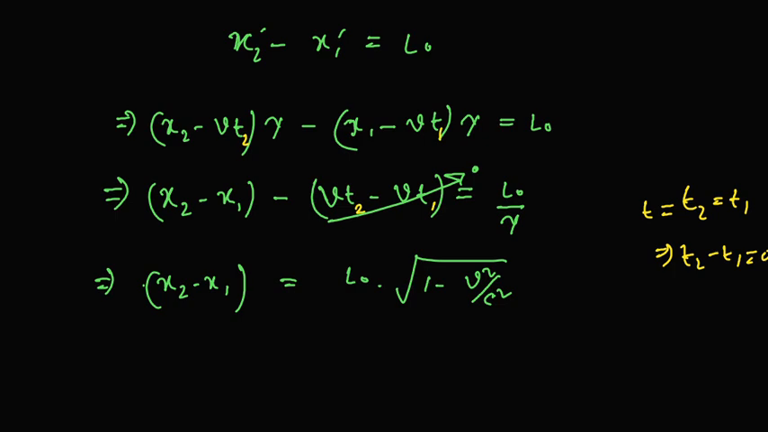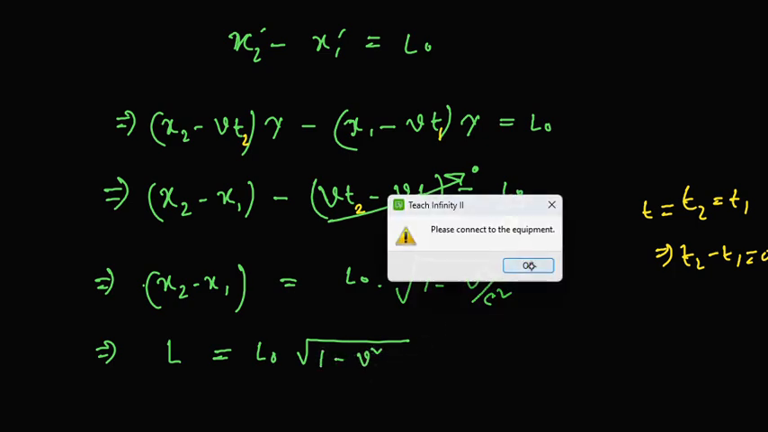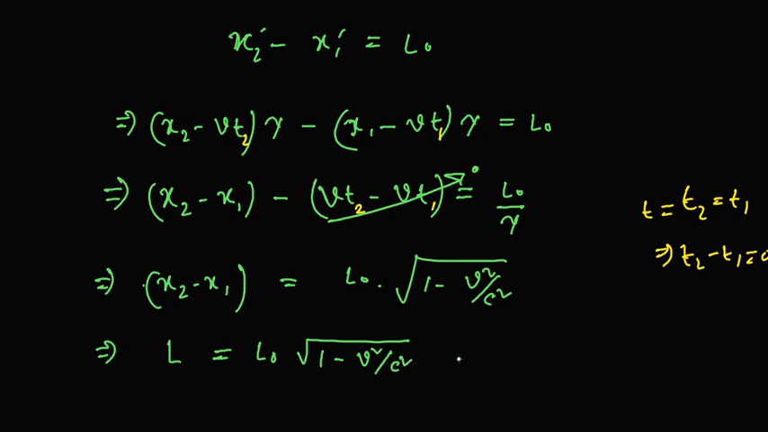Now, we took x2 prime minus x1 prime as L naught, which is the length of the rod in the S prime frame. So we can say x2 minus x1 is the length of the rod with respect to the S frame, and we take this length as L. So L equals L naught into root over 1 minus v square by c square.